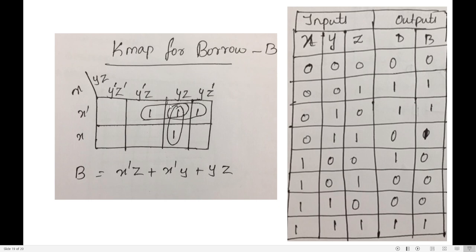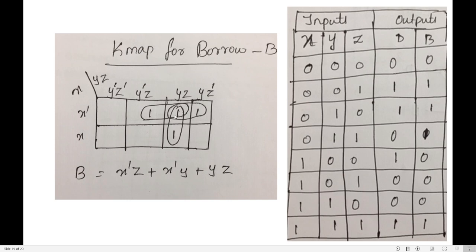Let us see first what is the term I get for this one. For this horizontal group, for these two ones, what is common? X bar. You go up and see what is common for these two columns. Z is common. So it is X bar Z. Again, for these two cells, what is common? X bar. What is vertically common for these two cells? Y. So it is X bar Y.